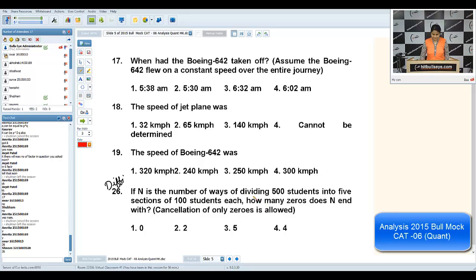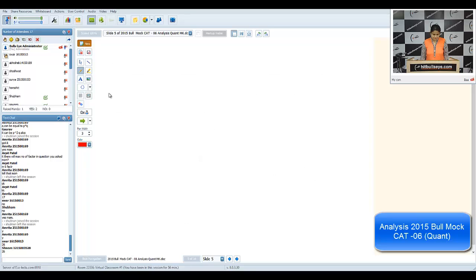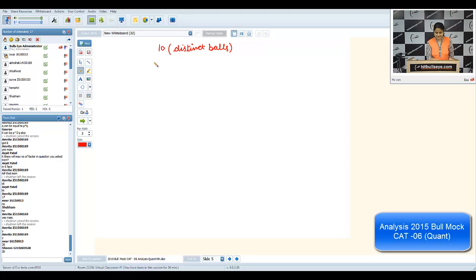Yes, Shivam. See, before explaining this question, let me take a concept. Suppose you have 10 distinct balls, distinct as in, suppose they are of different colors. You want to make 2 groups out of them. One is of 6 balls, one is of 4 balls. In how many ways can it be done?